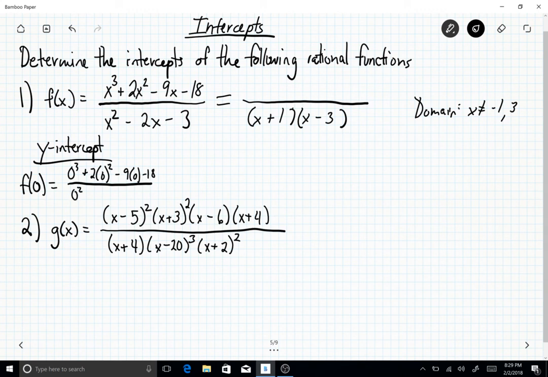0 cubed plus 2 times 0 squared minus 9 times 0 and then minus 18. And really, I don't need to plug it in. There's an easy way to do this. You just look at the constant terms if it's possible. In that case, we get negative 18 over negative 3, and that makes positive 6. So our y-intercept occurs at the point (0, 6).